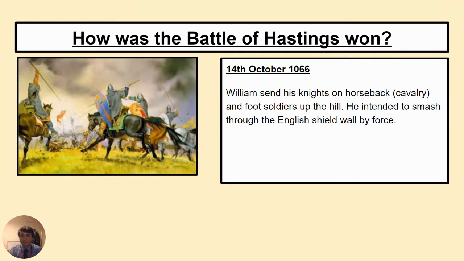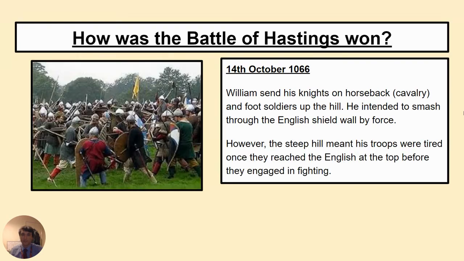William's next move was to send his knights on horseback, again that term cavalry, and the foot soldiers up the hill. He intended to smash through the English shield wall by force. However, this steep hill meant his troops were tired once they had reached the English at the top and they engaged in fighting. They were actually exhausted before they even engaged in battle.